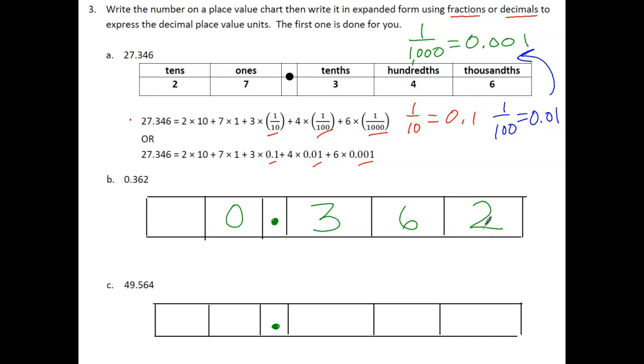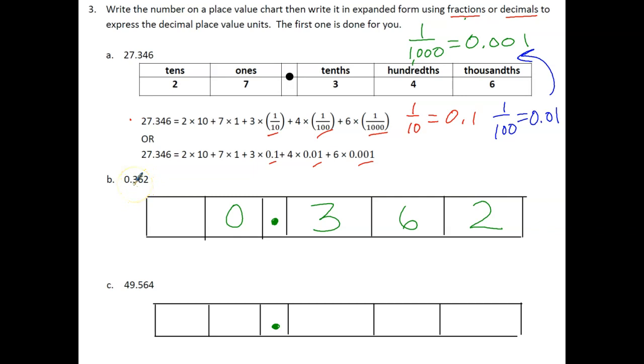Now, let's go ahead and do the second part. I'll do the first one as a fraction and the second one as a decimal. All right, so let's take a look here. When I expand the form, think of a rubber band. When you expand the rubber band, it stretches out, right? So we're going to stretch this number out and multiply by whatever place value the digit is in.